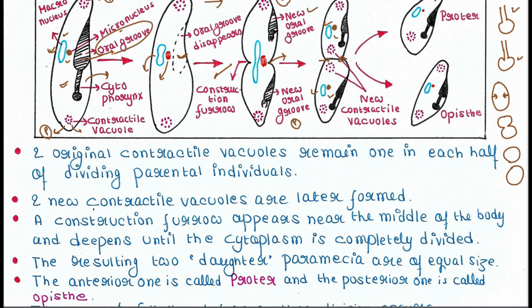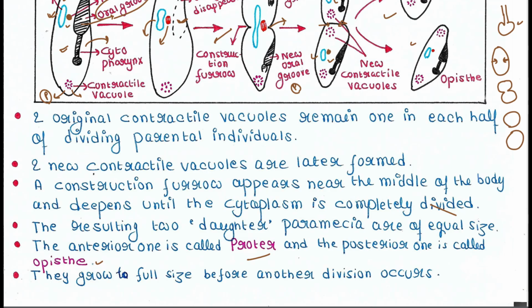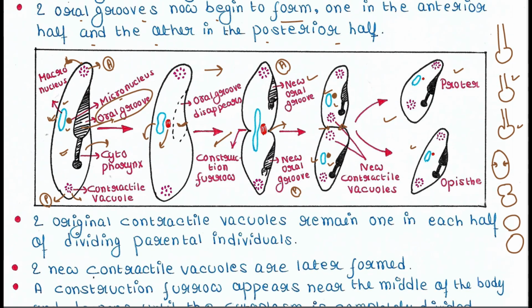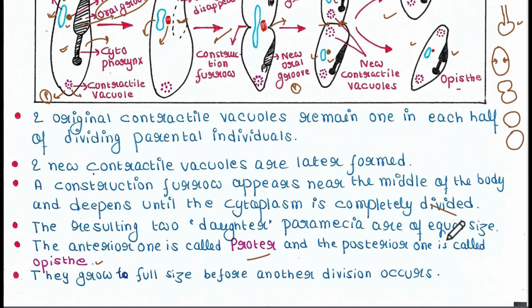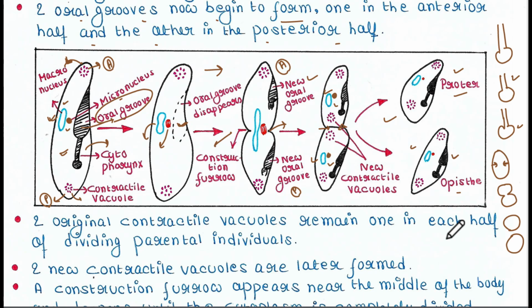Okay. Now the resulting two daughter Paramecium are of equal size. So here and here two daughter Paramecium are produced, and they are of equal size. And the anterior one is called the proter and the posterior one is called opisthe. So here is the anterior one, this is called proter, and this is the posterior daughter cell, that is opisthe. Okay. Now they grow to full size before another division occurs. So these two daughter cells will grow and they will become the adult mature cell, and again the same process will be repeated.